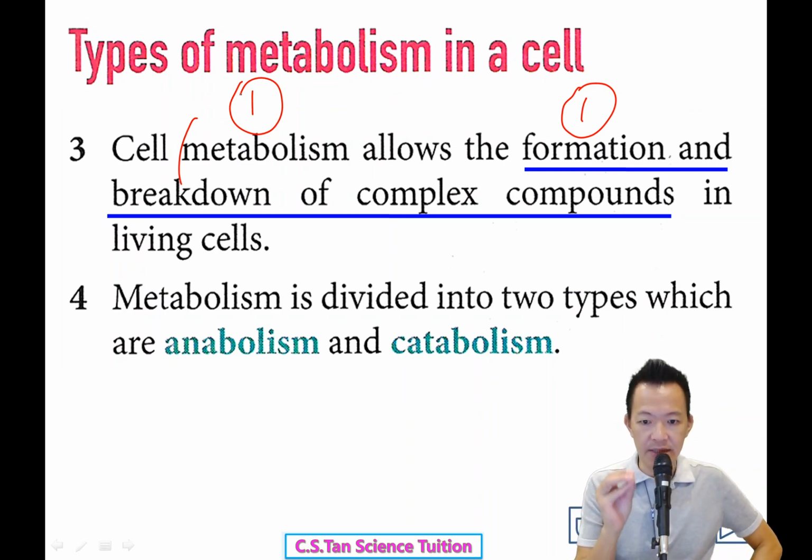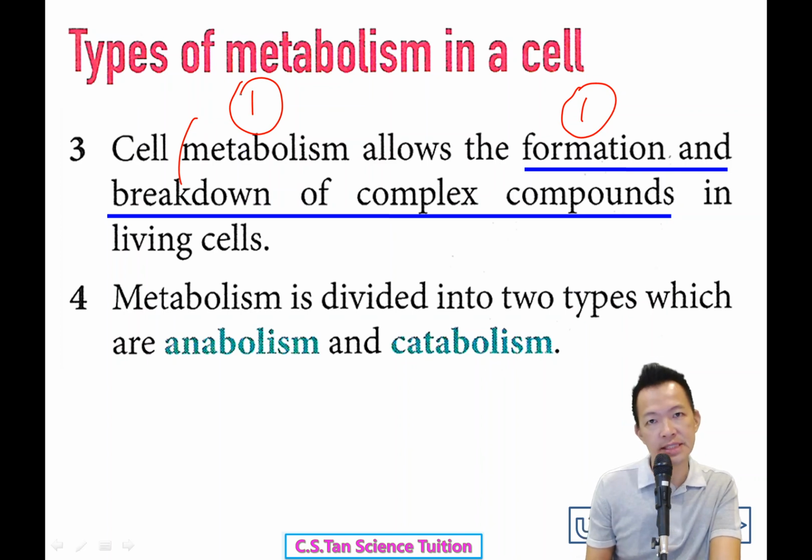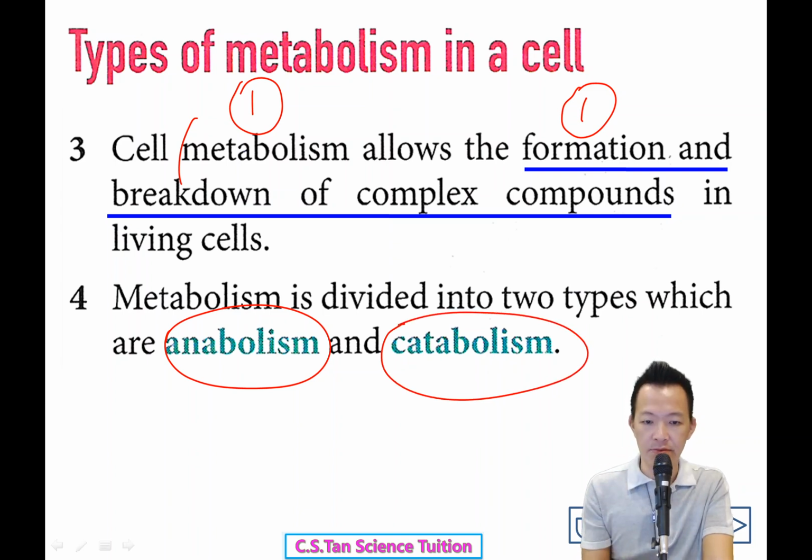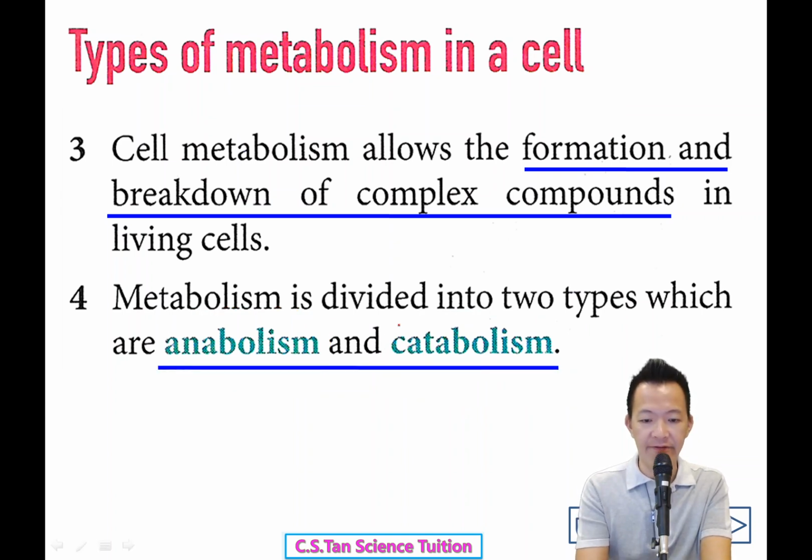Metabolism can be divided into two types, 可以分成两种: anabolism and catabolism. Okay, so now we go one by one, 我们一个一个看. What are the differences between these two types of metabolism? 这两种的 metabolism 有什么差别呢? Highlight first.